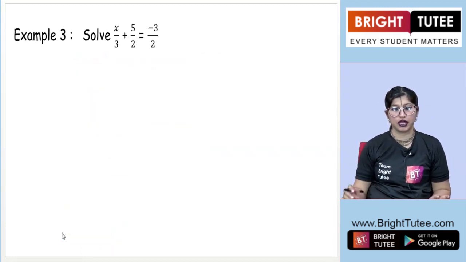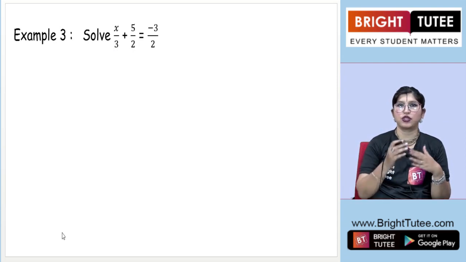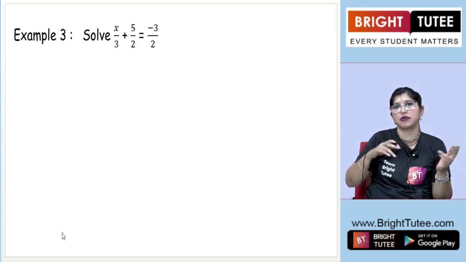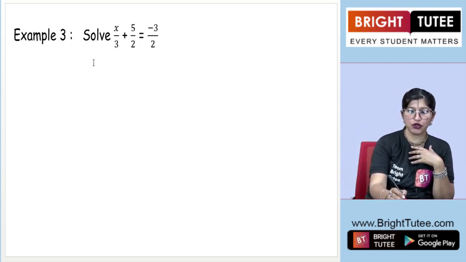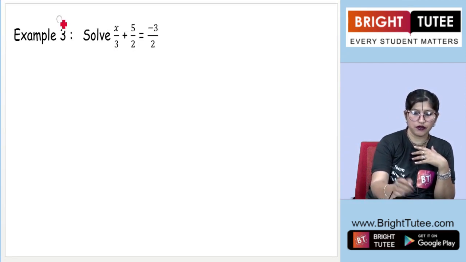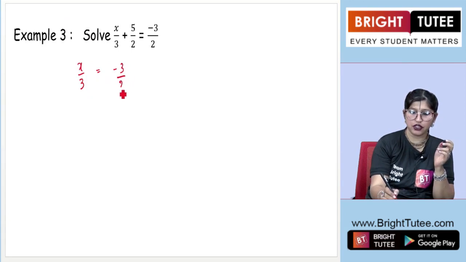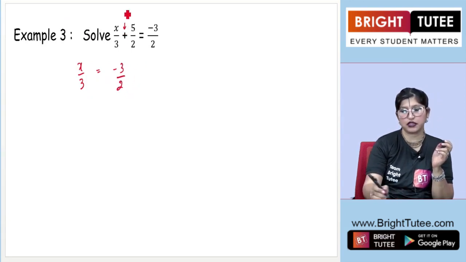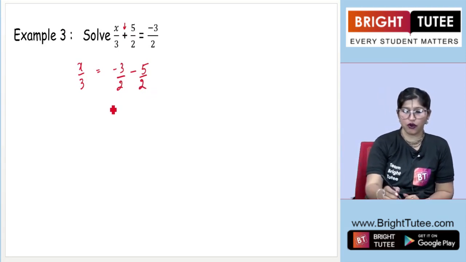Let's move on to another example. Again, we have x by 3 on one side and we'll take all the other numbers to the right hand side. So we will be writing it this way. We're keeping x by 3 as it is. Minus 3 by 2, here it's plus, moving on to the right hand side, that will be minus 5 by 2.